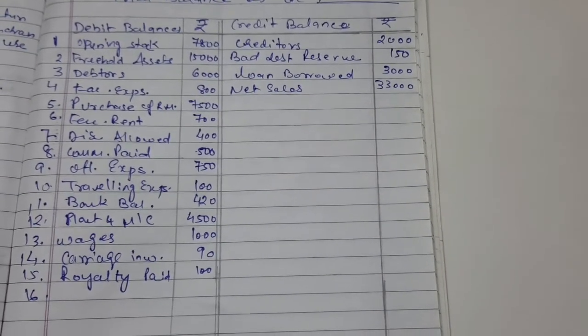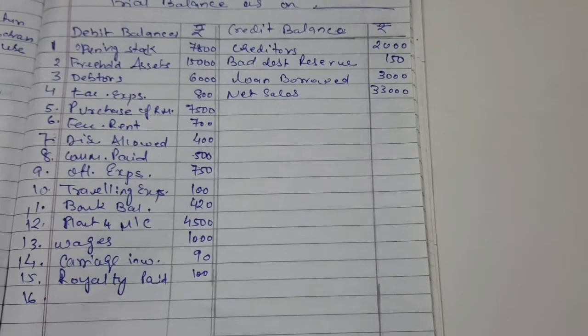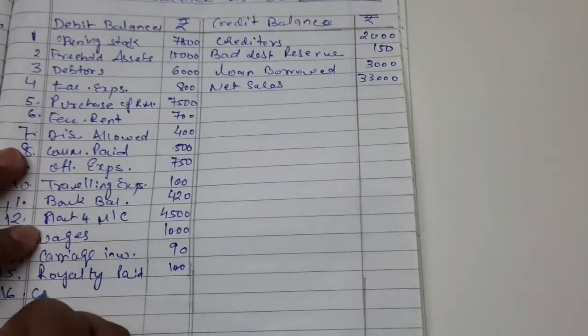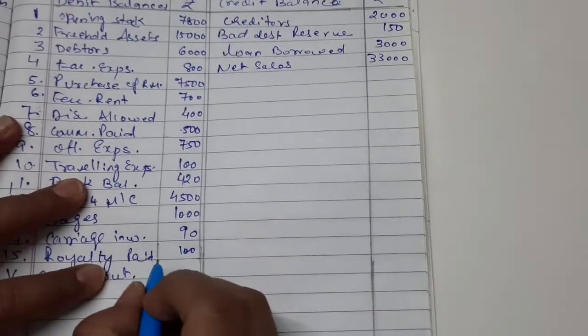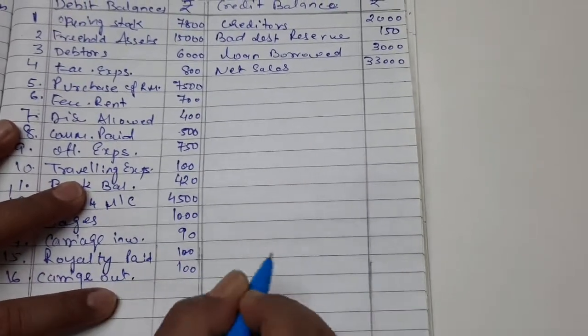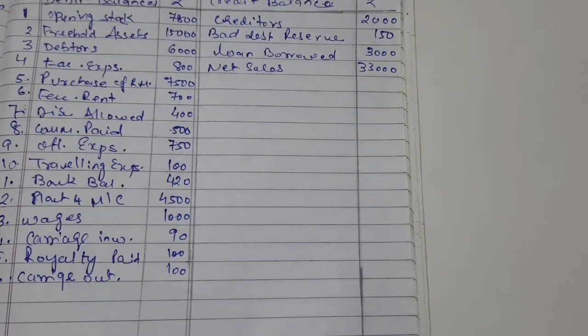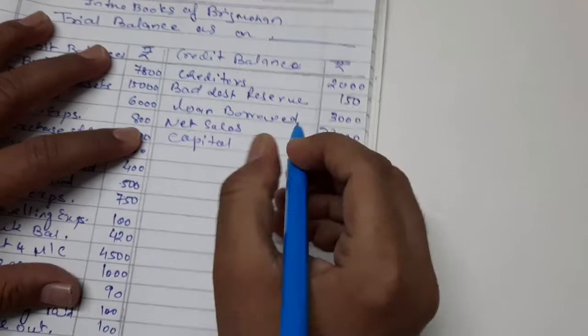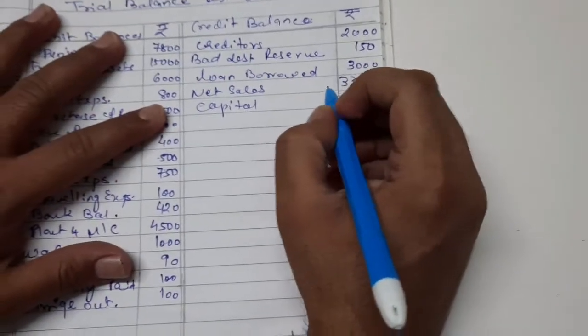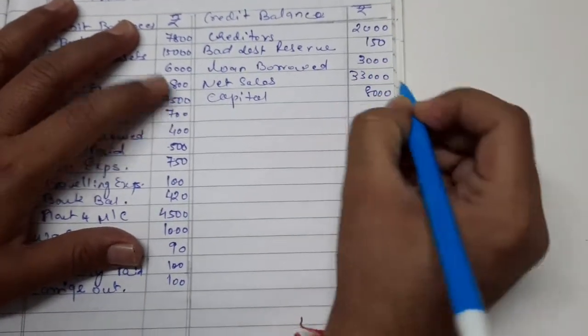Next is carriage outward. Carriage, as we have already seen, outward or inward both have a debit balance. Hence, because it is an expense, it will come on the debit side. Next is capital. Capital always has a credit balance. We will write it in the credit balance column, it is 8,000 rupees.